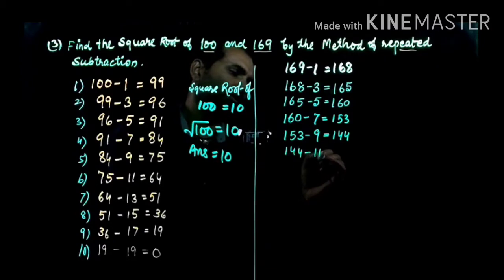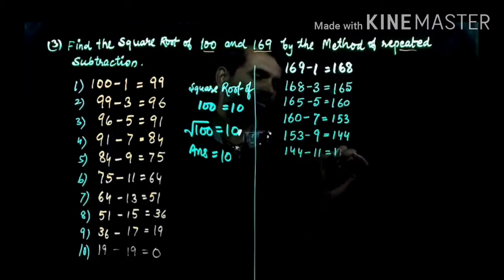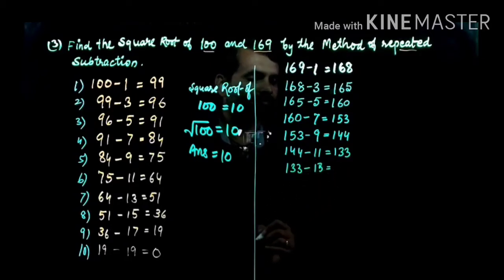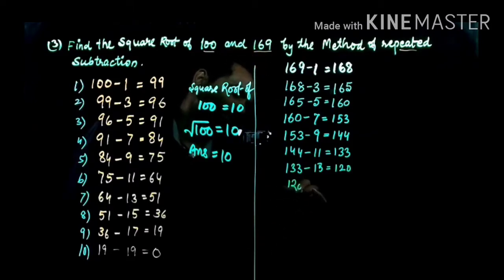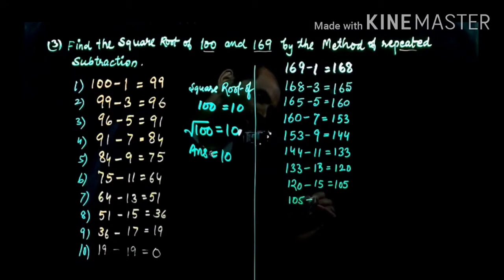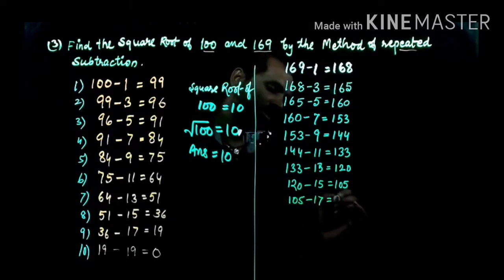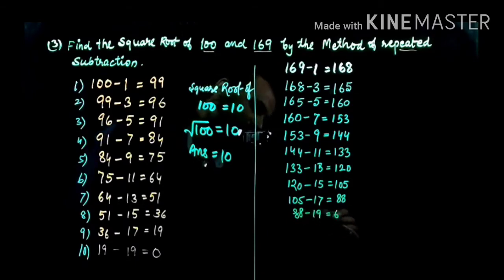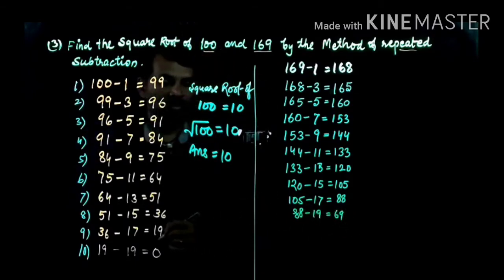144 minus 11 is equal to 133. That 133 minus 13 is equal to 120. That 120 minus 15 is equal to 105. Again 105 minus 17 is equal to 88. And 88 minus 19 is equal to 69.